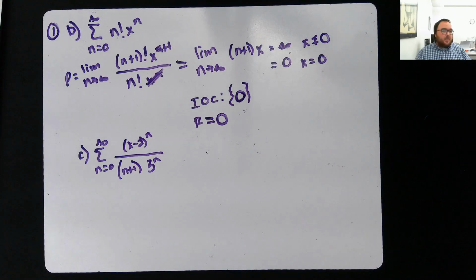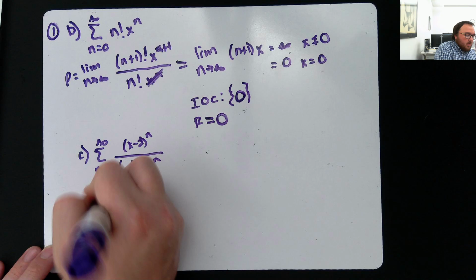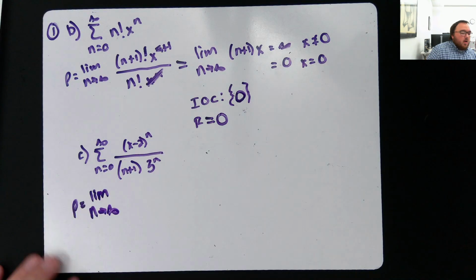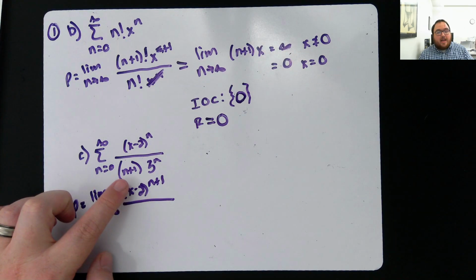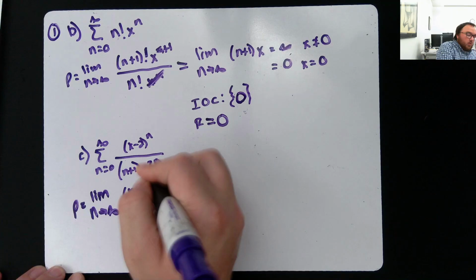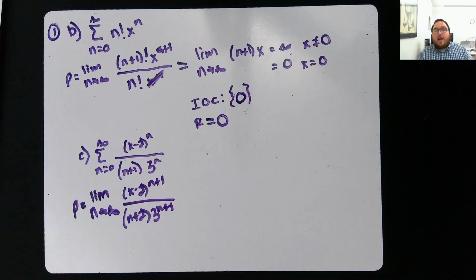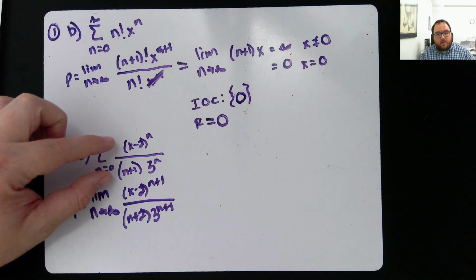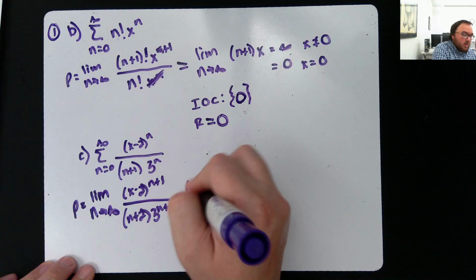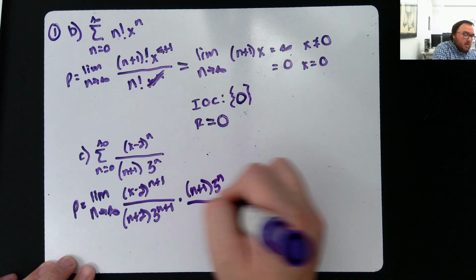So rho would be the limit, n goes to infinity, plug in n plus 1, just like we have been doing, (x minus 2) to the n plus 1. Plugging in an n plus 1 here would make it n plus 1 plus 1, which is n plus 2, times 3 to the n plus 1. Then I'm going to divide it by the one I started with, which is like saying times and then flipping it, right? So times (n plus 1) times 3 to the n, over (x minus 2) to the n.